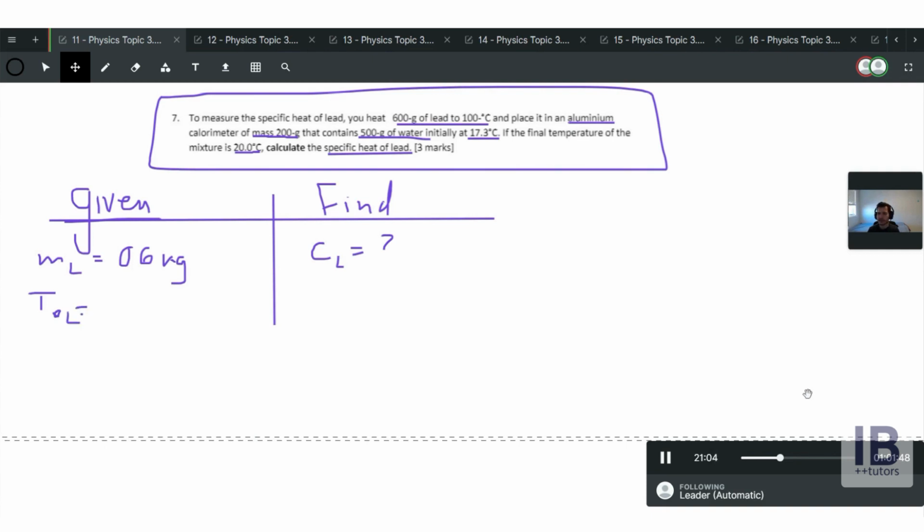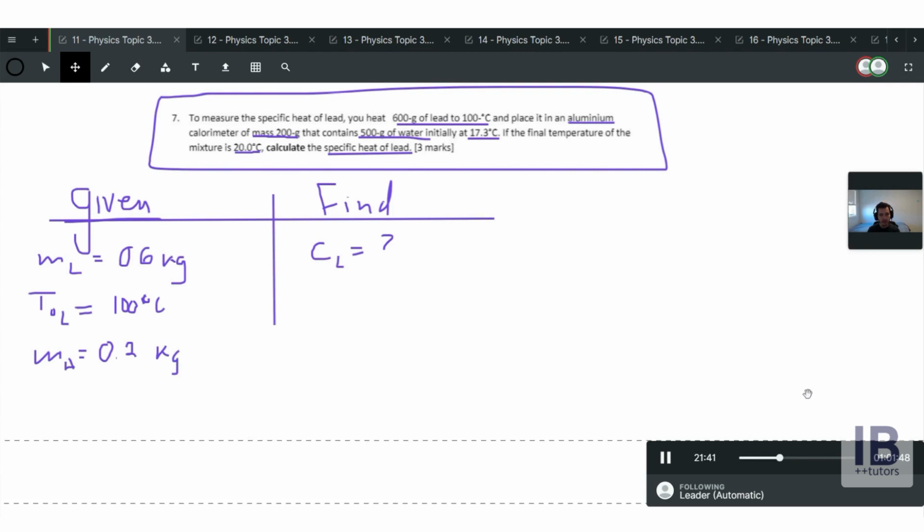How do you write initial temperature, T_i or T naught? Probably T naught. Okay, so T naught of L is going to be equal to 100 degrees Celsius. What else do we know? We place it in an aluminum calorimeter of mass 200 grams. So M_A, because it's aluminum that we care about, is equal to 0.2 kilograms.